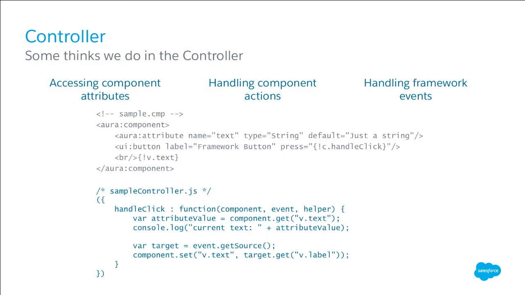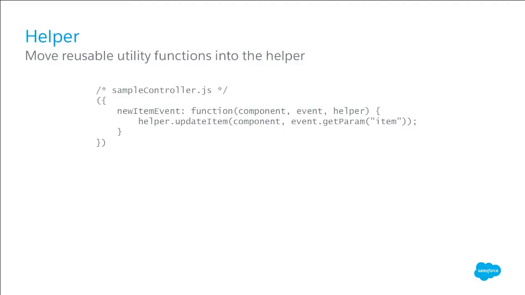And let's look at the helper. So in this function, all the code is in the controller itself. It's not using a helper. But you might want to have, for example, you might want to call Apex, right? If you want to call Apex, how do you do that? So you can do helper.updateItem. This is a function which uses the helper.updateItem, and you pass in the component and a few event parameters.